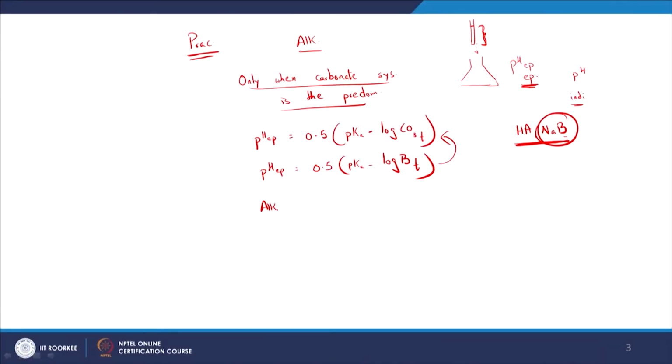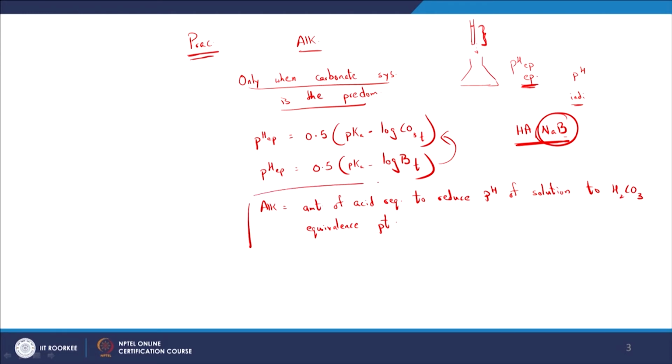So again, what is the experimental definition here? Alkalinity would be equal to the amount of acid required to reduce the pH of the solution to, and what was our reference earlier, if you remember, that was the H2CO3 equivalence point. This is the practical definition anyway, and we looked at the theoretical definition earlier.